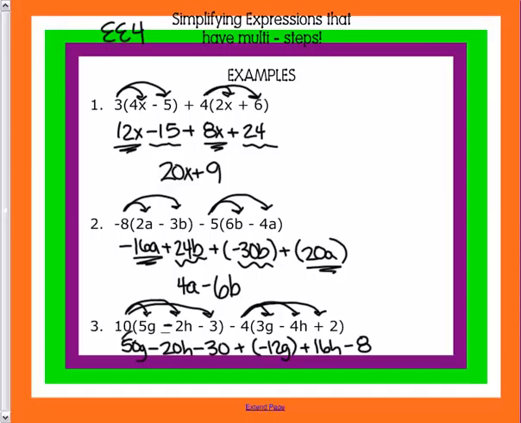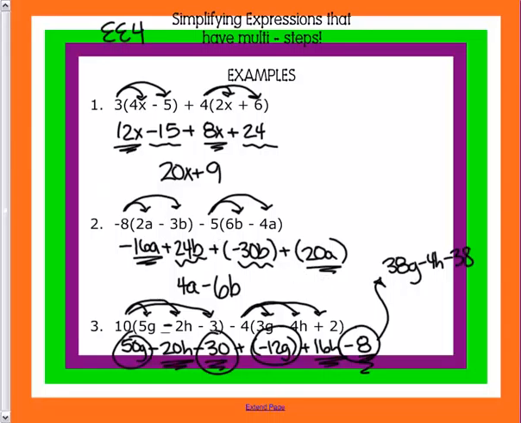Okay, so what we need to do here is we need to make sure that we combine our like terms. We've got a 50g and a negative 12g. I'm going to actually write my answer up here. So we're left with 38g, and it's positive. We've got a negative 20h and a positive 16h, so minus 4h. And we've got a negative 30 and a negative 8. So that is a negative 38, and that's our answer.